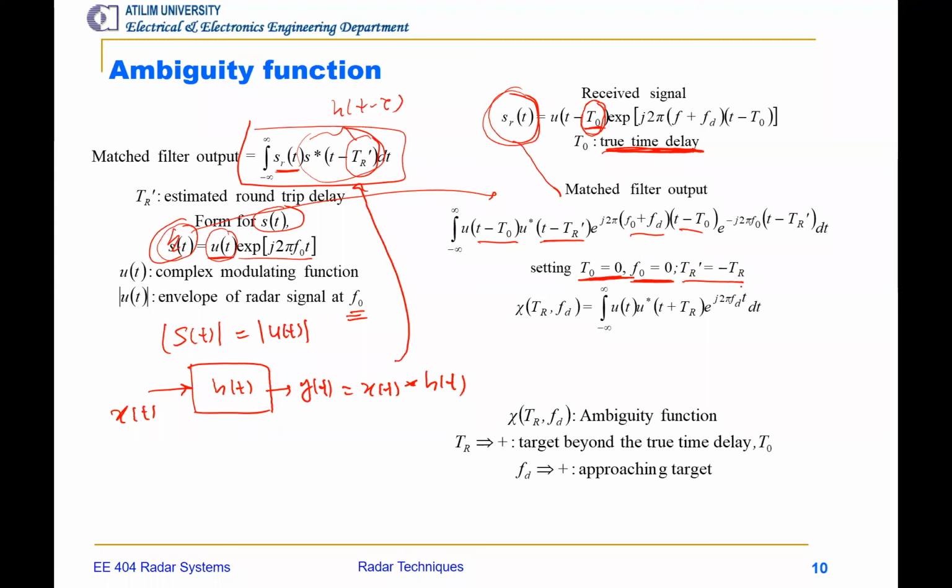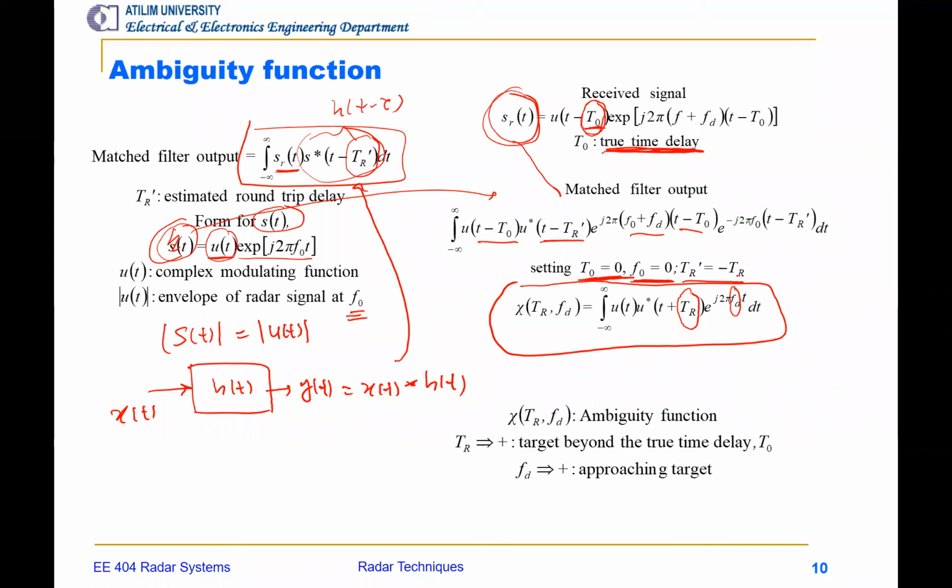Okay? Then this equation, this integration becomes like this. Okay? Which is called the ambiguity function. So, you see, the ambiguity function has two parameters. One is TR, which is the estimated round trip delay. And the other one is FD, the Doppler shift.